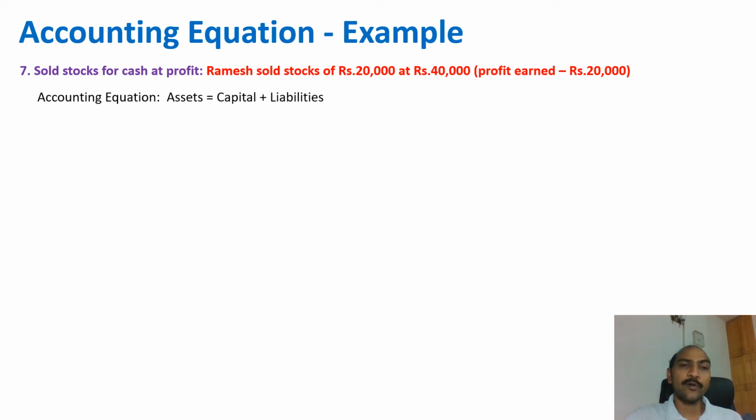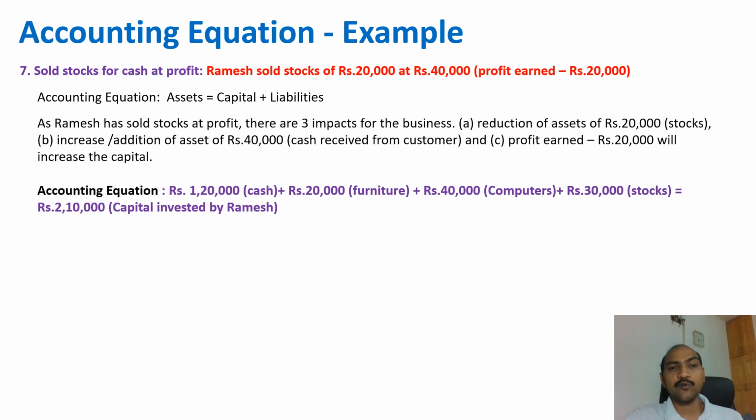So here also accounting equation remains same, assets equal to capital plus liabilities. As Ramesh has sold stock at profit, there are three impacts for the business. Because there is a profit element in this particular transaction, there will be three impacts. What are the three impacts? A, reduction of assets, 20,000 rupees stock, because the stock we purchased is 50,000 rupees. Now we have reduced it by 20,000 rupees.